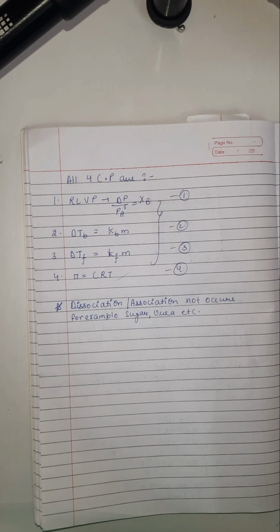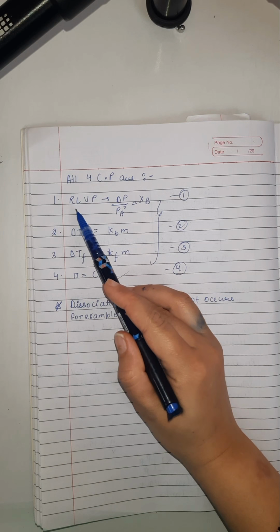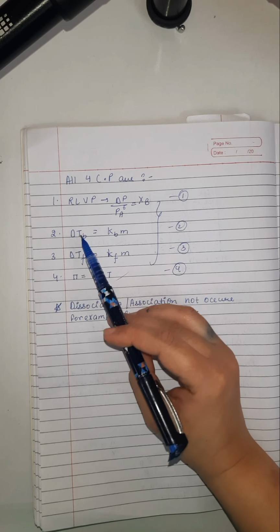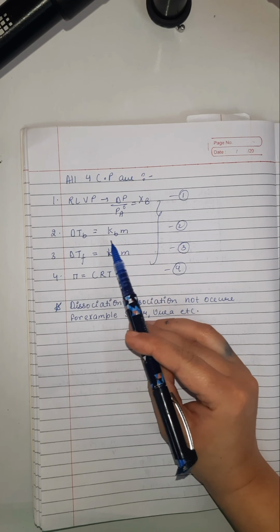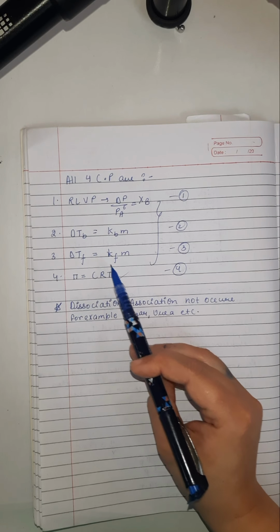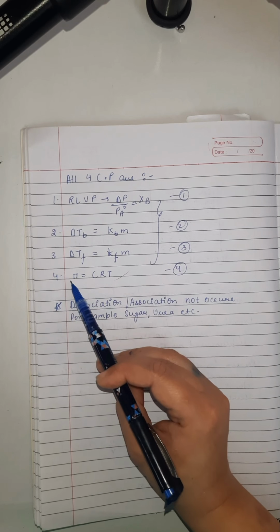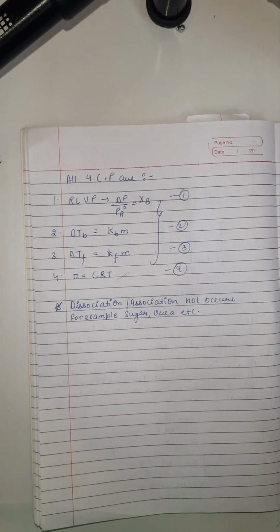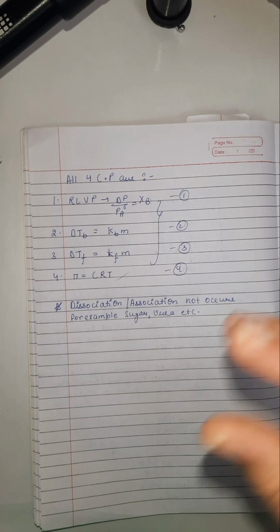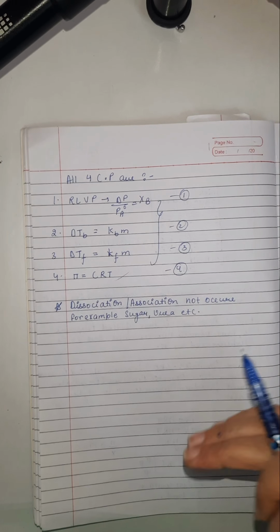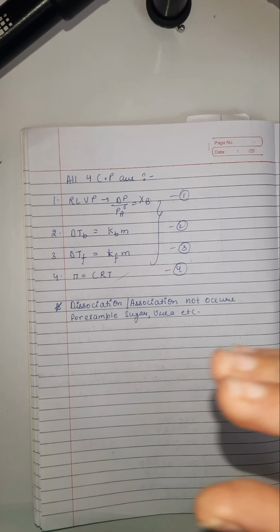So, the four colligative properties are: first, relative lowering of vapor pressure is equal to mole fraction. Second, elevation in boiling point is equal to Kb into m. Third, depression in freezing point is equal to Kf into m. Fourth, osmotic pressure is equal to CRT. All these colligative properties depend upon the quantity of solute that does not undergo association and dissociation. For example, sugar, urea, etc.